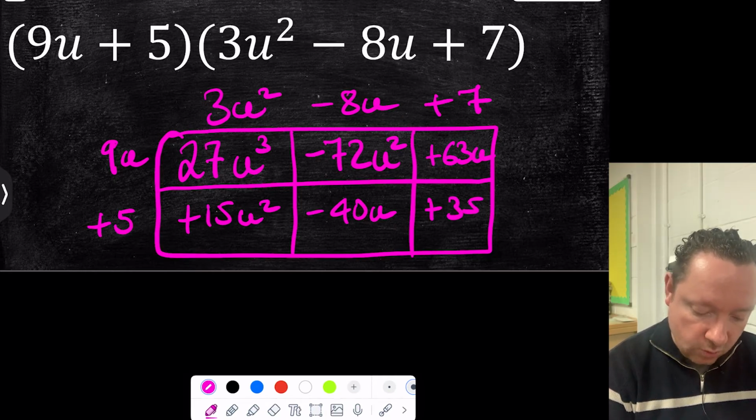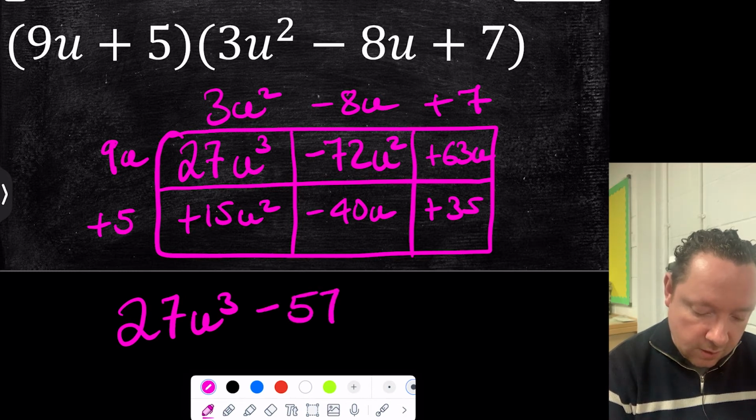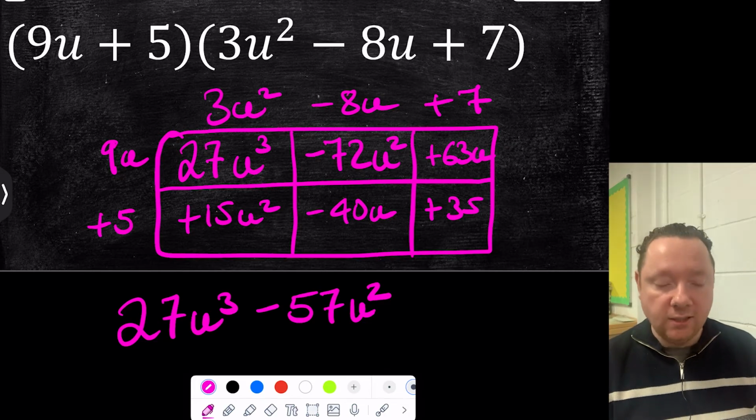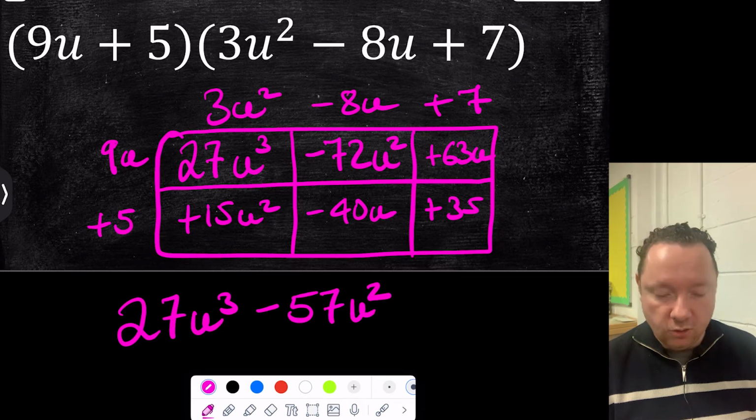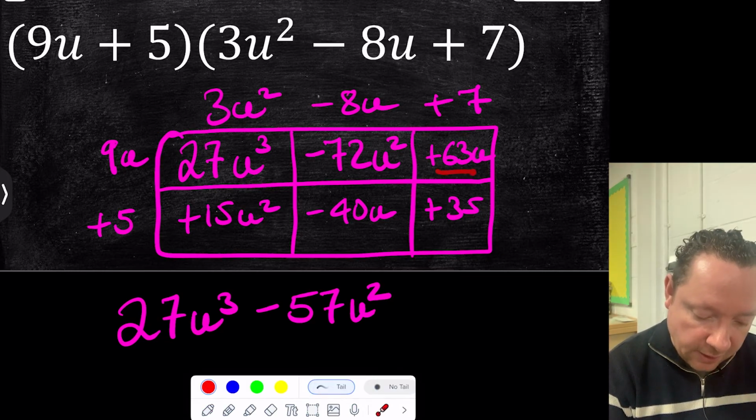So that gives us 27u cubed minus 72 plus 15. That's minus 57u squared. Let's check that. 57 becomes 67, 68, 69, 70, 71, 72. Good. Then the next ones are 63 minus 40, which is 23u, and plus 35.